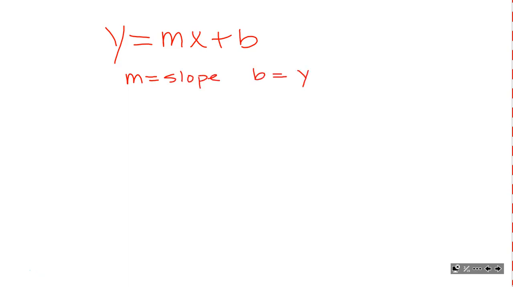So first of all, I want to remind y'all that y equals mx plus b is the formula for a line where m is equal to the slope and b is equal to the y-intercept.